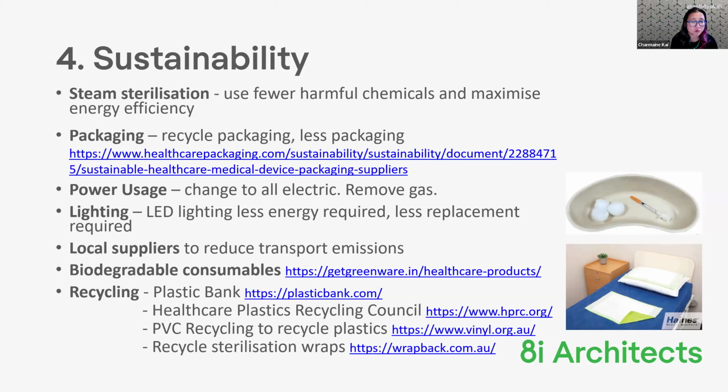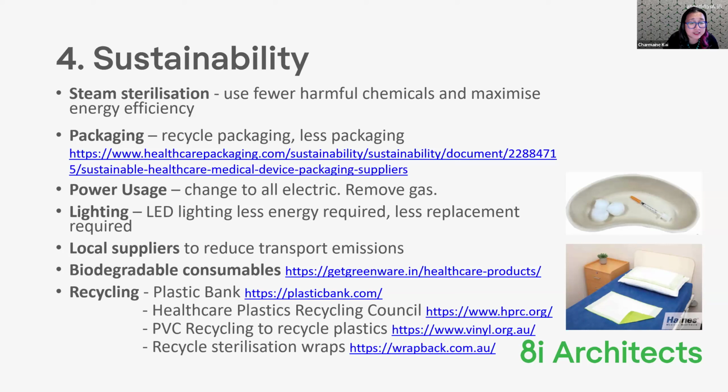Got a couple of websites there. For power usage, think about changing to all electric, because then you can use solar as a source of power, which is really the way to go in terms of minimizing the use of fossil fuels. Try to remove gas where you can. As a fossil fuel, it's a non-renewable resource.